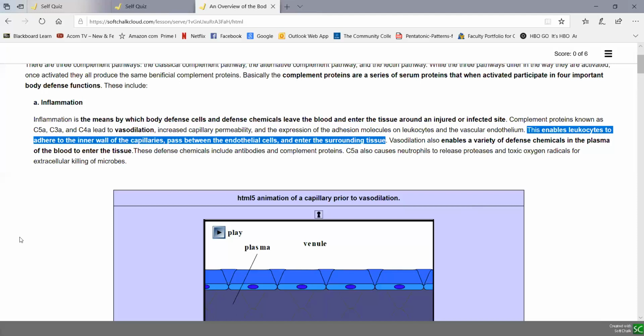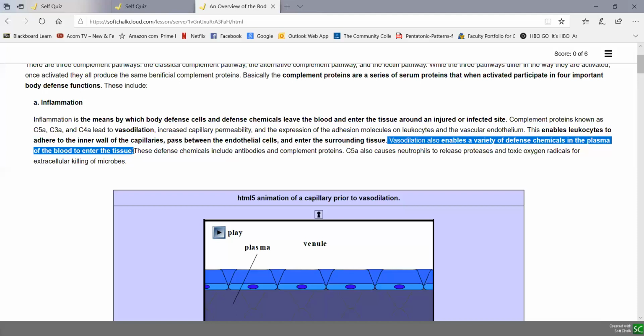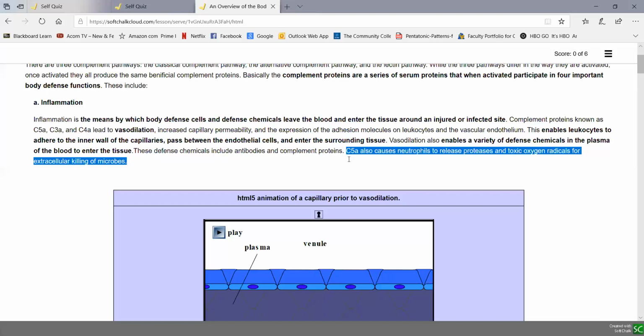So vasodilation, as a result of these complement proteins and other vasodilators, will make the capillaries more permeable so that the defense cells can adhere to the inner wall of the venules, which is where this actually occurs for body defense. And also the vasodilation enables defense chemicals in the plasma, or liquid part of the blood, to leave the blood and enter the tissue. Defense molecules like the antibodies we make during adaptive immunity, the complement proteins, etc. C5a also causes neutrophils to release their killing chemicals for extracellular killing.